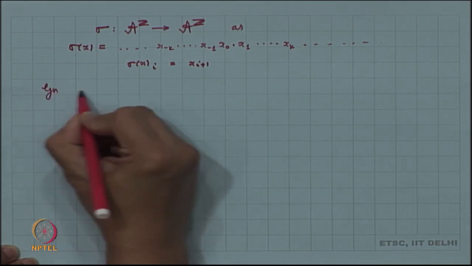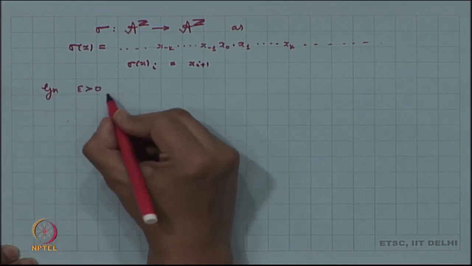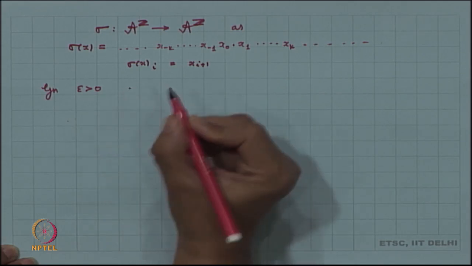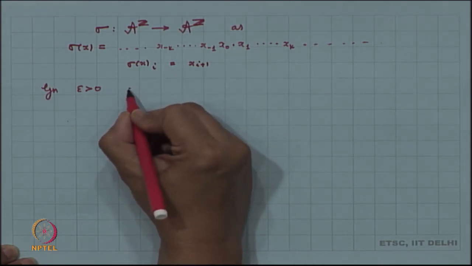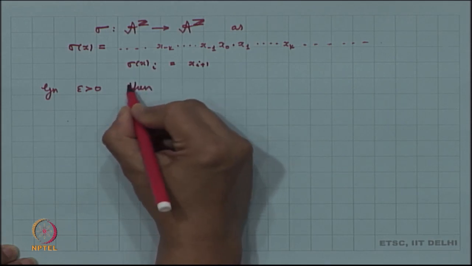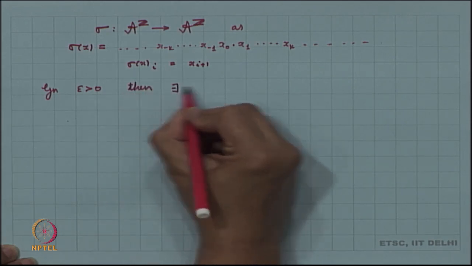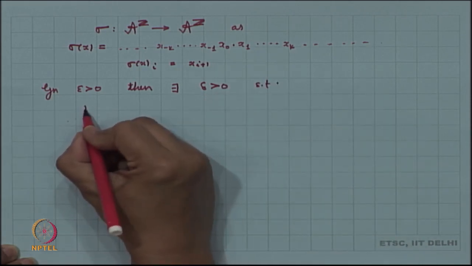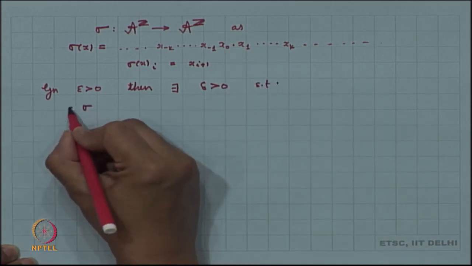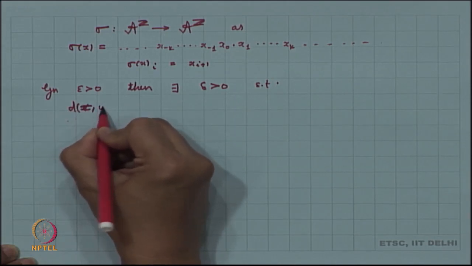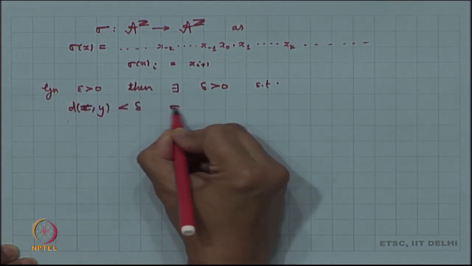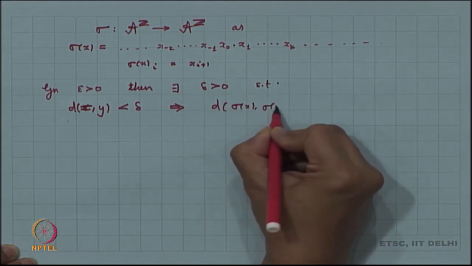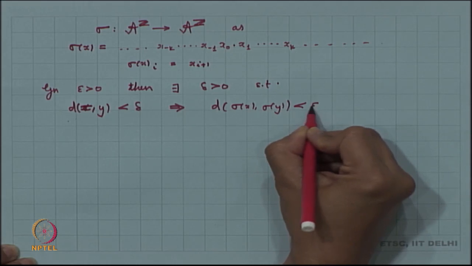Think of this function sigma, and it is very easy to note that if an epsilon is given, then there will exist a positive delta such that if d(x, y) is less than delta, it will imply that d(sigma x, sigma y) is less than epsilon.